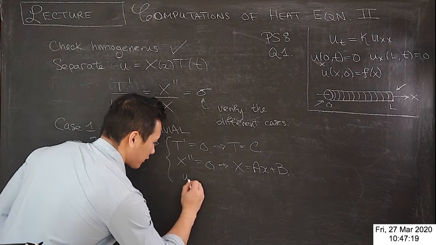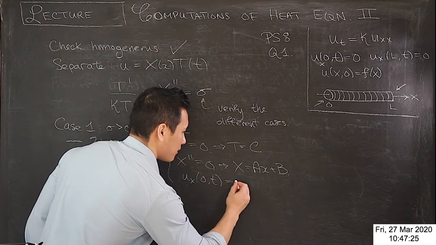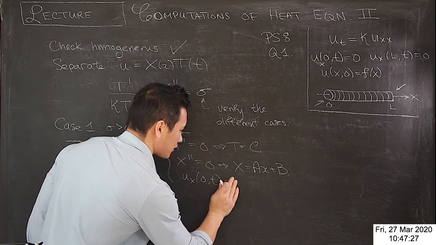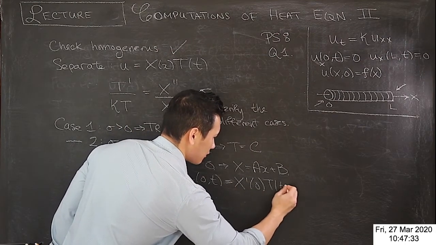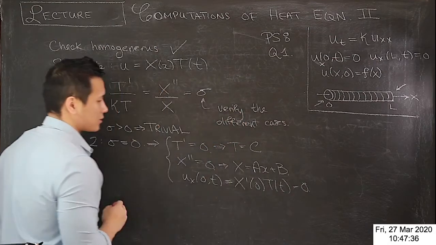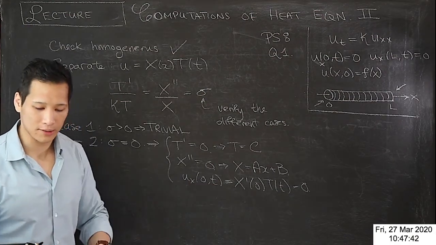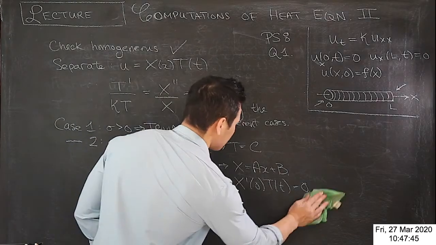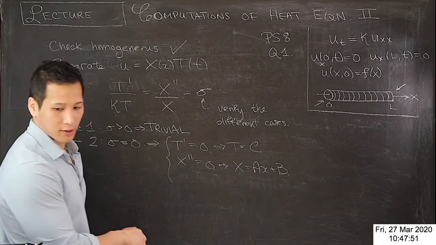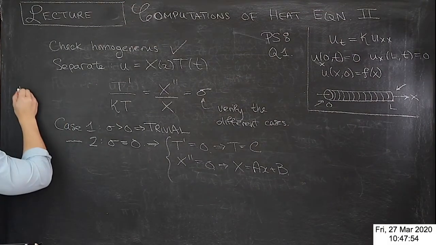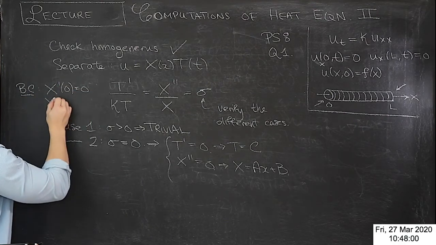So u_x at 0 and t equal to 0 tells you essentially that X prime of 0 times T of t is equal to 0. So the two boundary conditions will be equivalent to setting the derivative of big X equal to 0 on both ends. So I'm going to go ahead and write that down over here. So the boundary condition will be equivalent to X prime of 0 being 0 and X prime of L being 0.